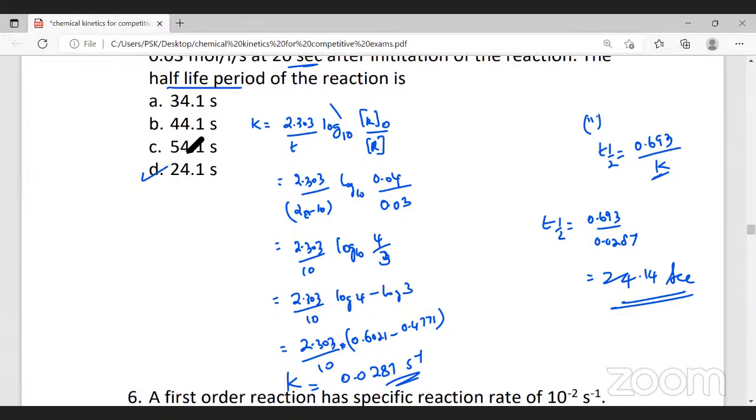Did you understand this problem? These kinds of problems will be a regular PUC question, or 12th standard question, for 3 or 4 marks. Okay, so I hope you followed this.